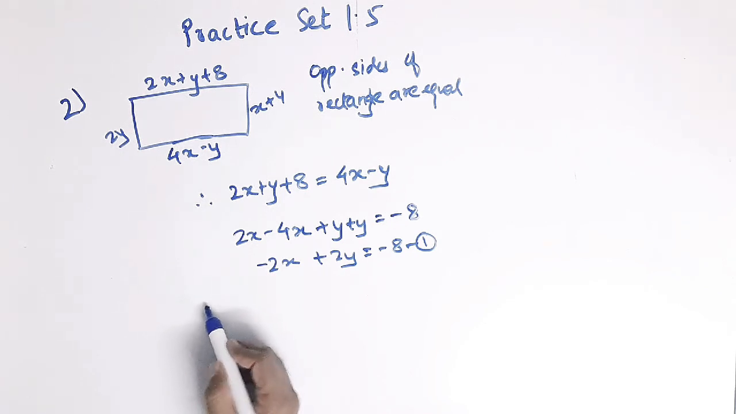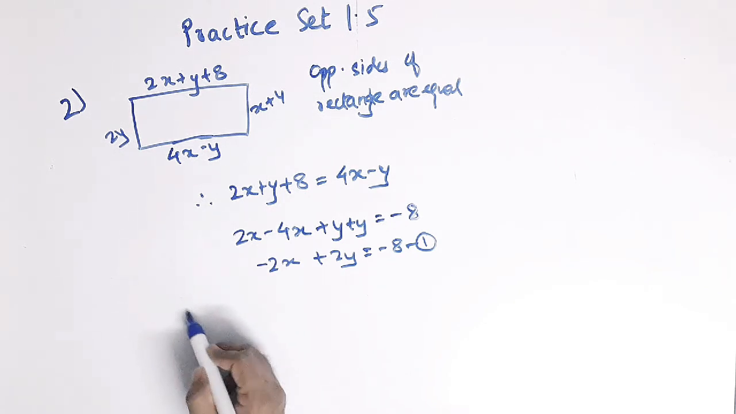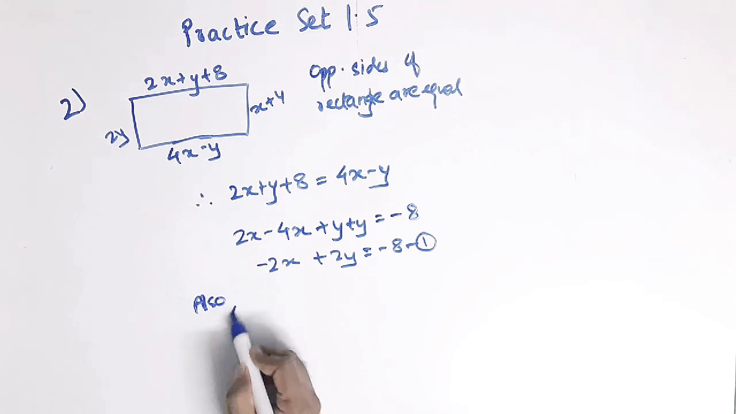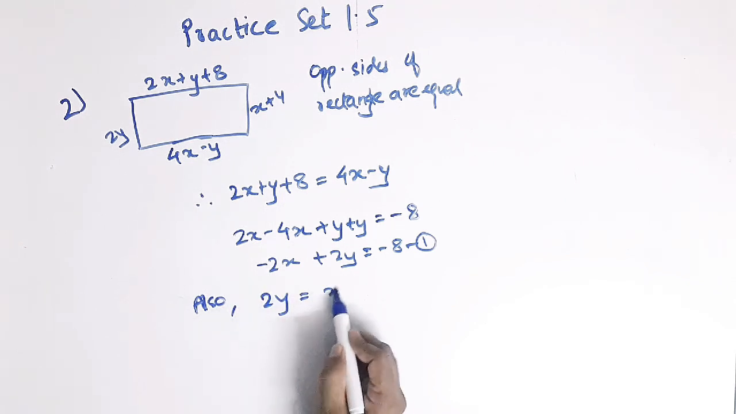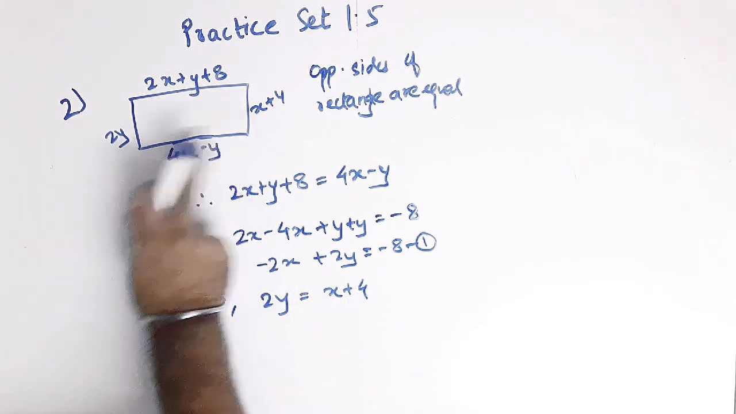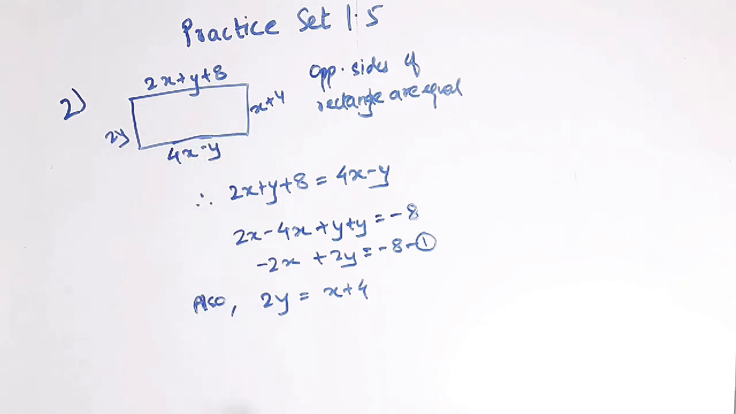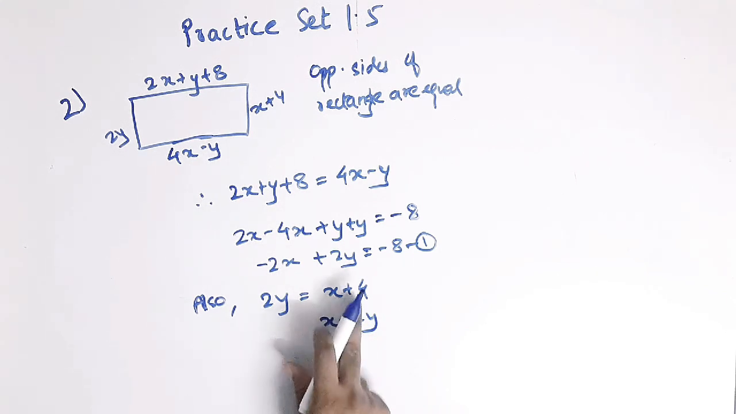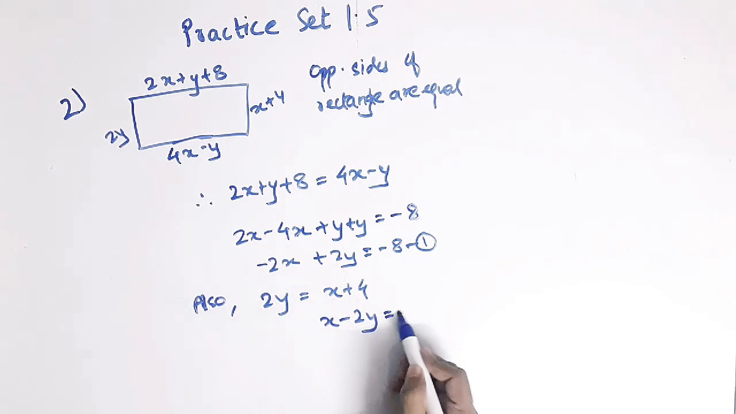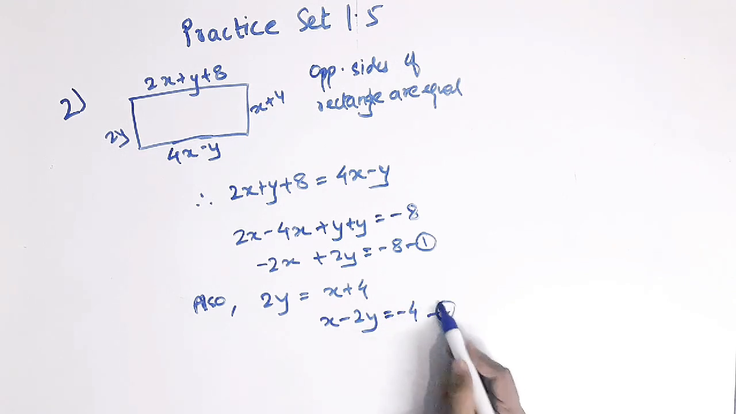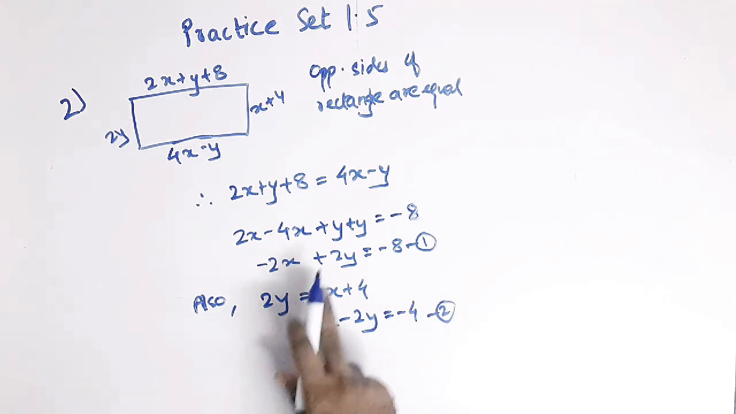Now second one, second side I'll take also 2y equals to x plus 4. You can see the breadth, one breadth here is 2y, this is equal to x plus 4. So I'll take 2y here in the RHS, it will become minus 2y. 4 I'll send there, it will become minus 4. So we got the second equation.